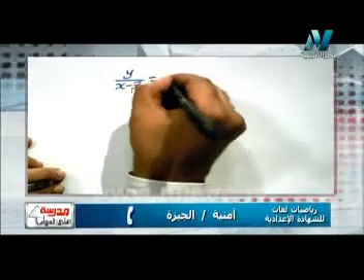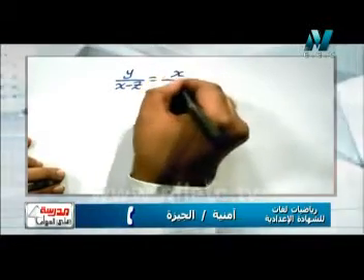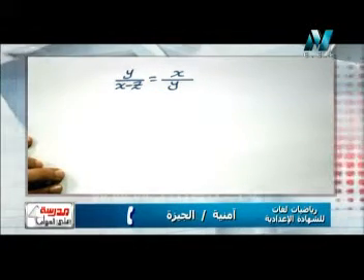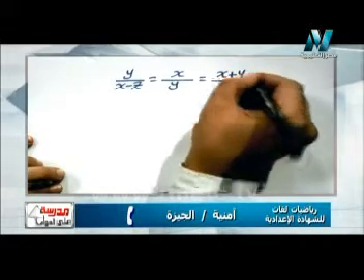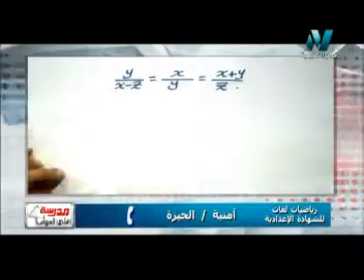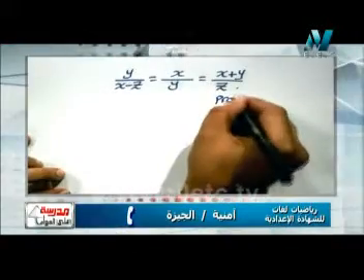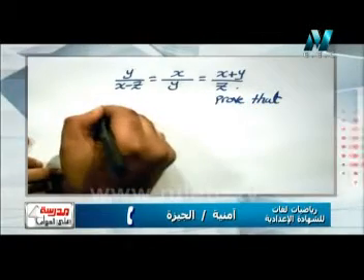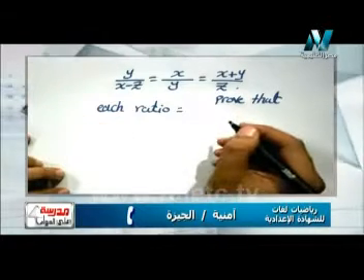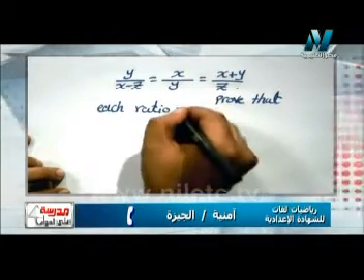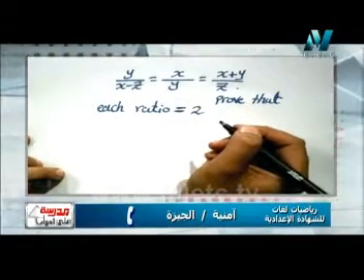In the proportion, if y over x minus z equals x over y equals x plus y over z, prove that each ratio is equal to 2.